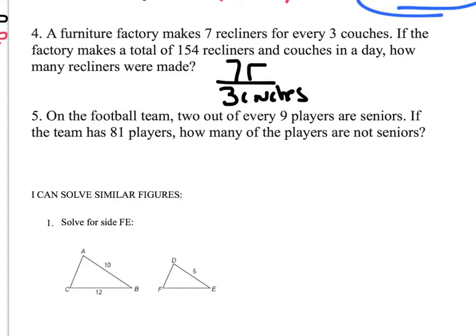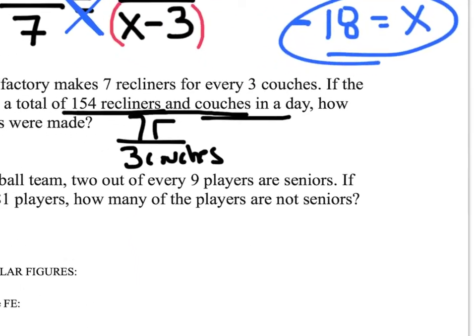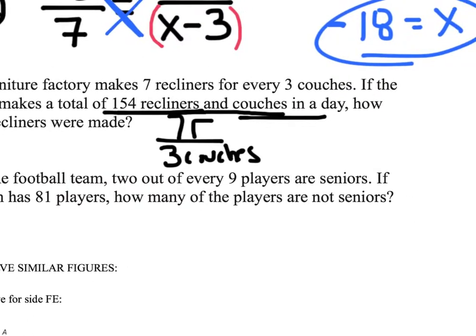Alright. If the factory makes a total of 150 recliners and couches in a day, how many recliners were made? So 154 recliners and couches. Okay, this is actually kind of a tough question. So it made both of those. That was the total on both of them, right? So this one you kind of have to set up a different way.